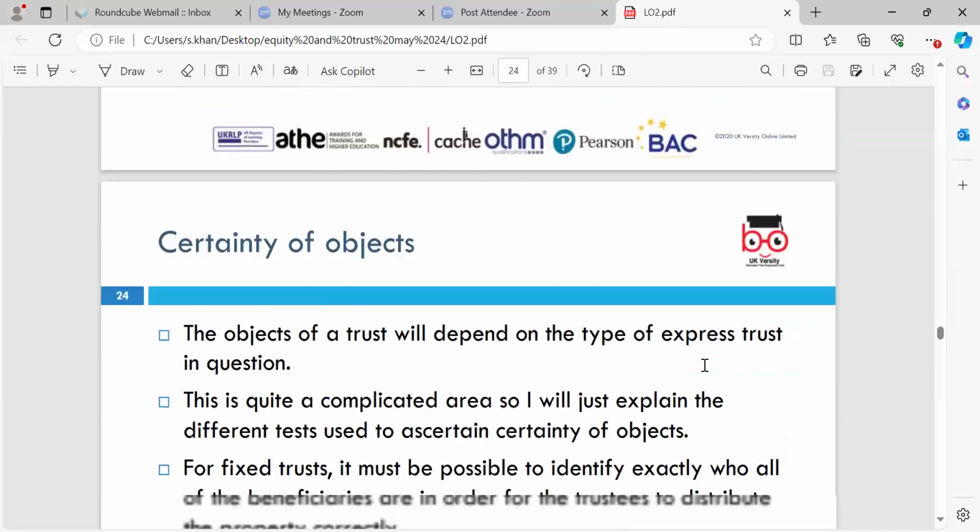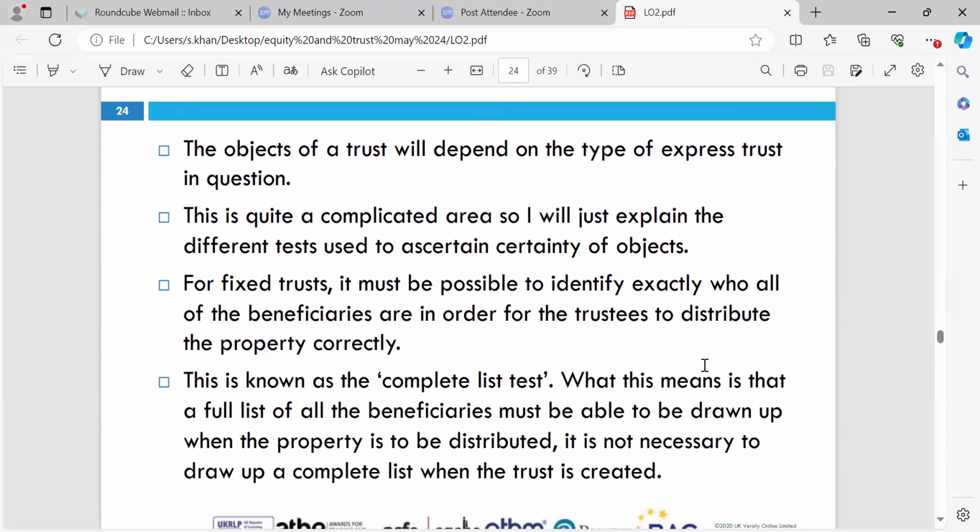The next one is certainty of objects, and the objects of a trust will depend on the type of express trust in question. So the objects of a trust are its beneficiaries. This is what certainty of objects is. A trust without beneficiaries fails. Where there's more than one beneficiary, the class of beneficiaries must be ascertainable. The test to determine certainty of objects differs for fixed trusts as it does for discretionary trusts.